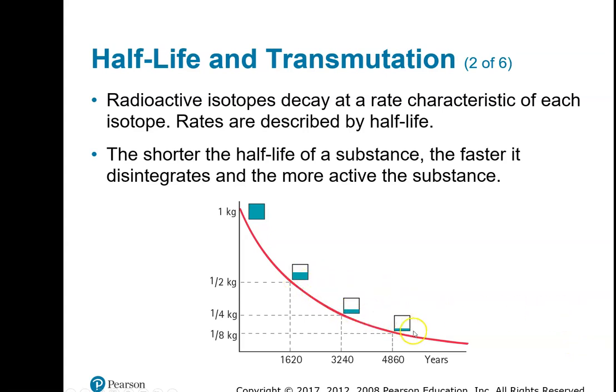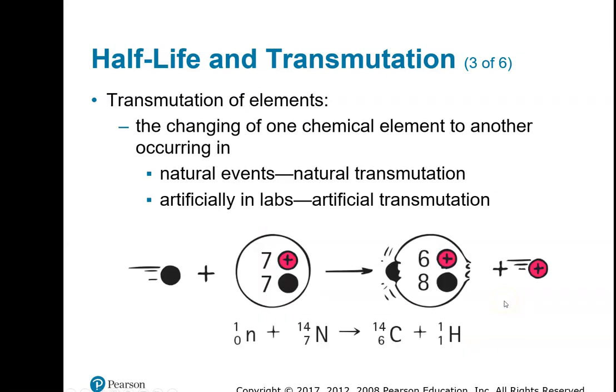This thing approaches zero, but after a while, it just becomes the same as the background radiation, and you just don't even have to worry about it anymore. All right, so this is what's called the transmutation of the elements. So this is the general thing.